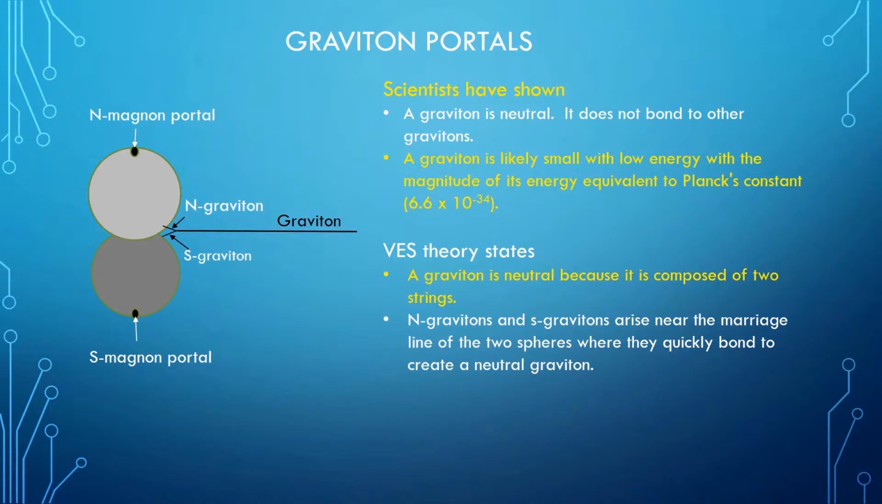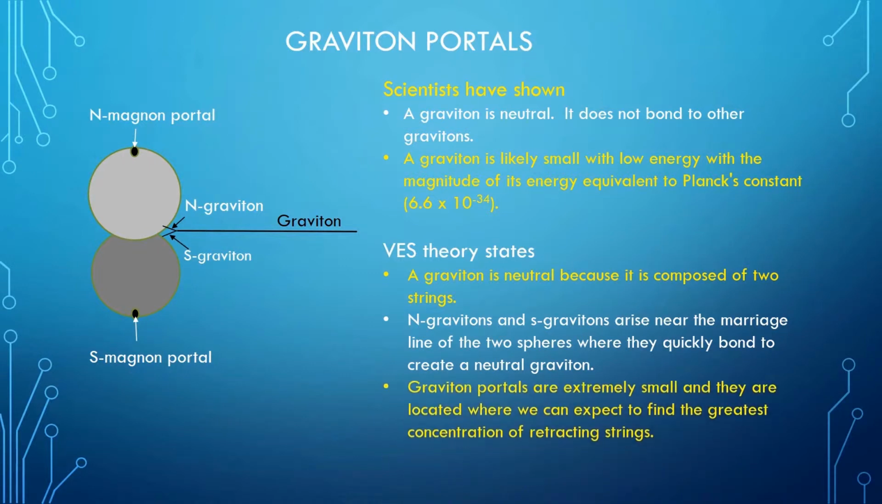N-gravitons and S-gravitons arise near the marriage line of the two spheres, where they quickly bond to create a neutral graviton. Graviton portals are extremely small, and they are located where we can expect to find the greatest concentration of retracting strings. Gravitons exist through billions of string cycles.